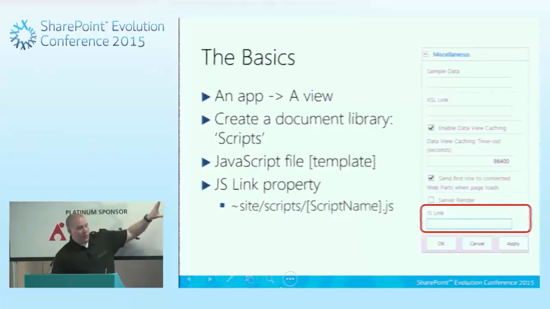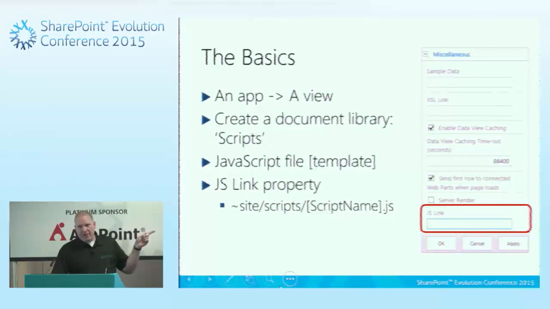But backing up to this, we've got our app and a view for it. I'm going to oversimplify this. Everything in here can be done in different ways, and I know that Martin and Todd have talked about this in different ways. But for an information worker, a great place to start is just create a document library, call it scripts. That's where we're going to put all of our code. We're going to have different files for each of our overrides. You're going to have a JavaScript file. I'm going to give you a bunch of templates to be able to do that. And you're going to set the JS Link property.